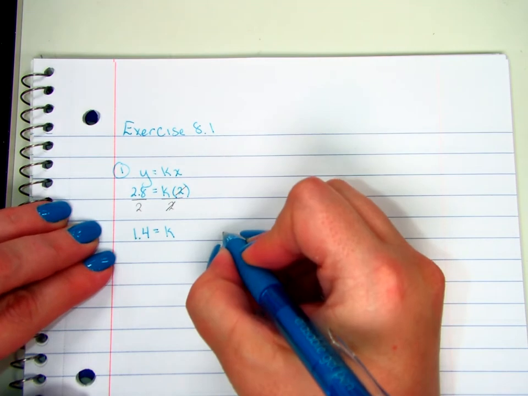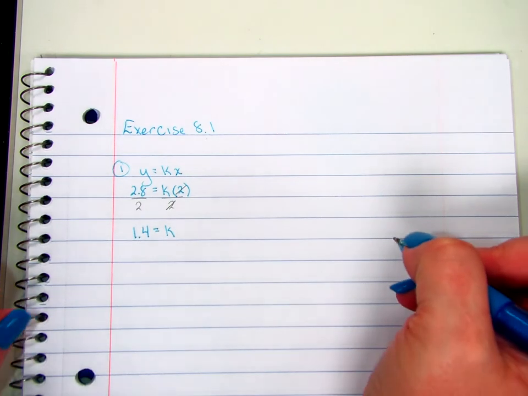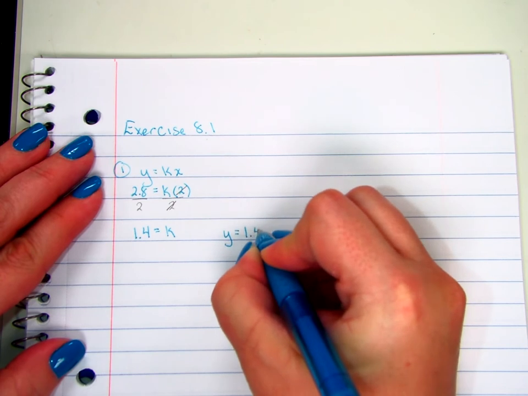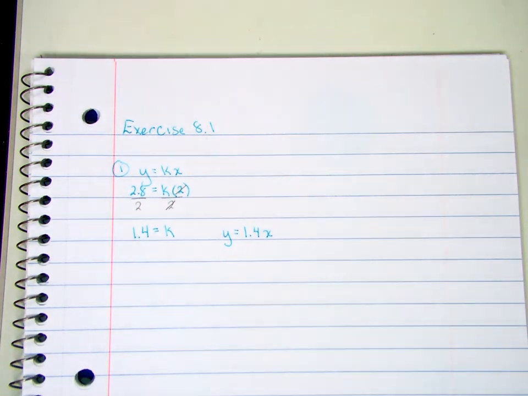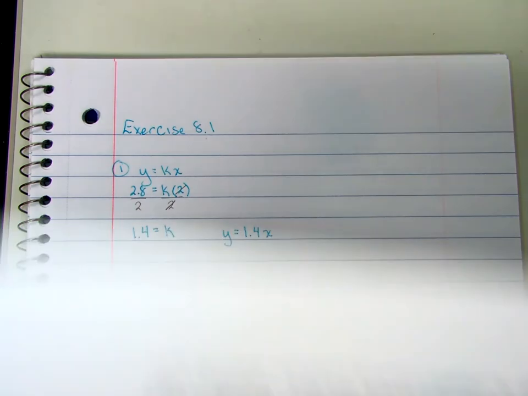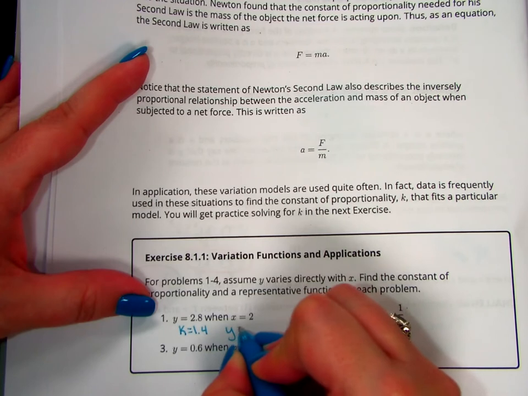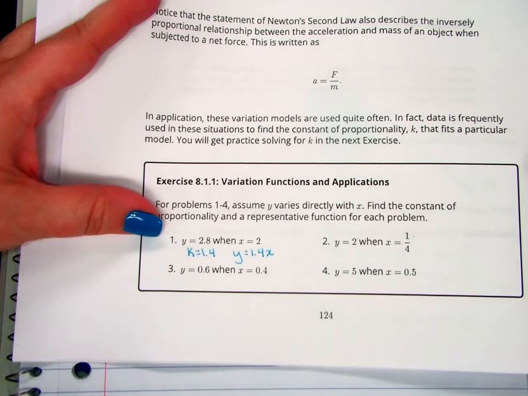That means the equation, because it also says find the constant of proportionality, that's done. And find a representative function. My representative function is going to be y equals 1.4x. So those are my answers. That's my k value, 1.4, and y equals 1.4x. So for number 1, k equals 1.4, y equals 1.4x. All right, now we're going to do number 2.